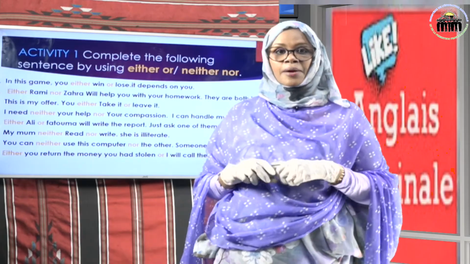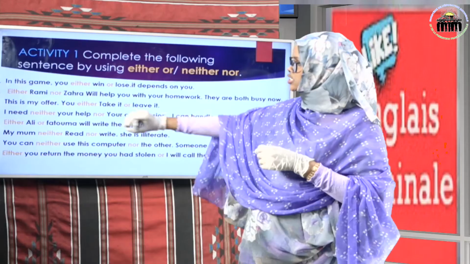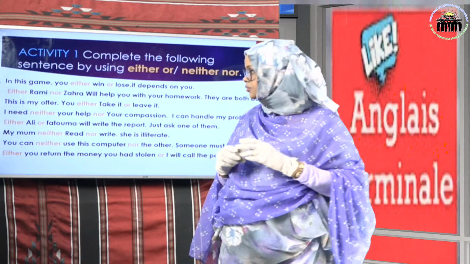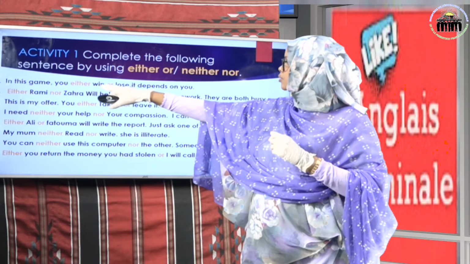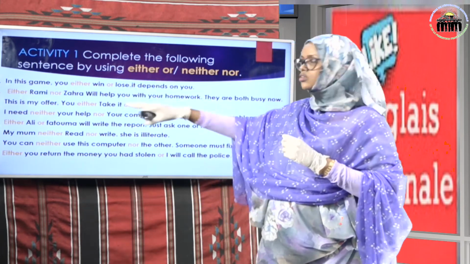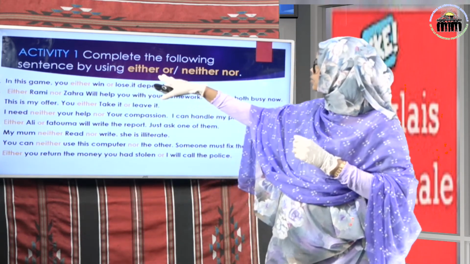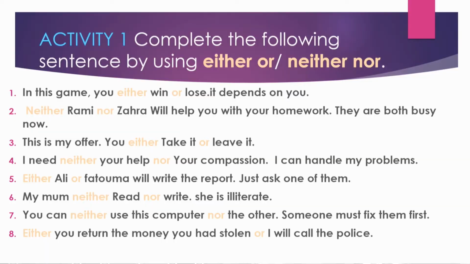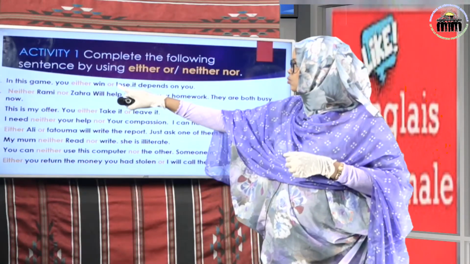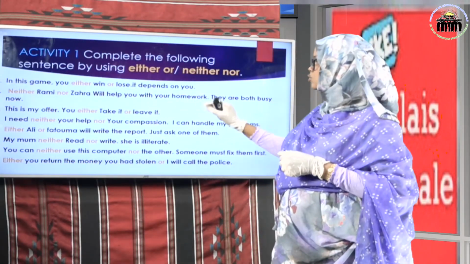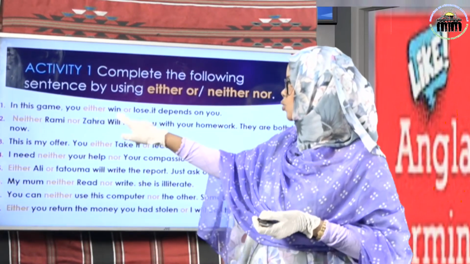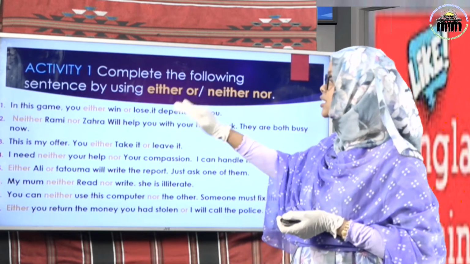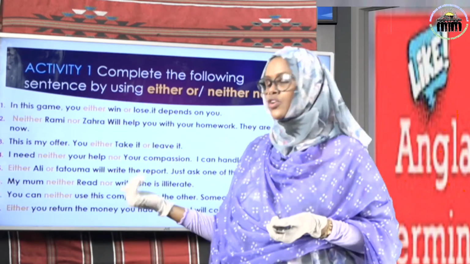Well, now I am back. Here is the correction of the activity that I gave you earlier. The words in orange are the missing words, the words that I asked you to complete with, either or neither nor. For example, look at the first sentence. In this game, you either win or lose. It depends on you. We cannot complete with, in this game, you neither win nor lose, because it's not a negative alternative that is expected from you.